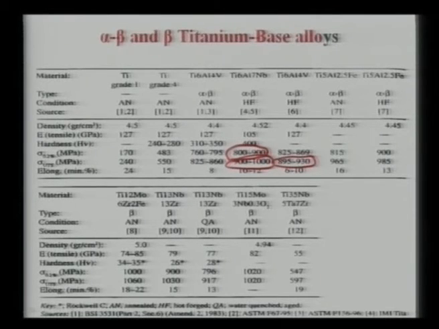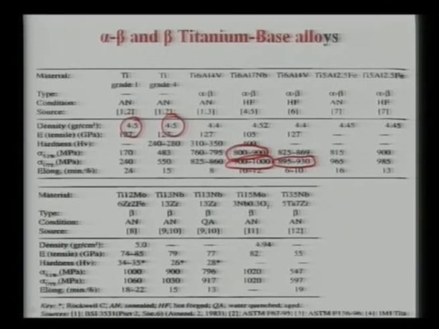Another fact that I should emphasize is that titanium also has a very low density. Its density is around 4.5 gram per cc, which is much less than that of steel, which is around 7.8 gram per cc.